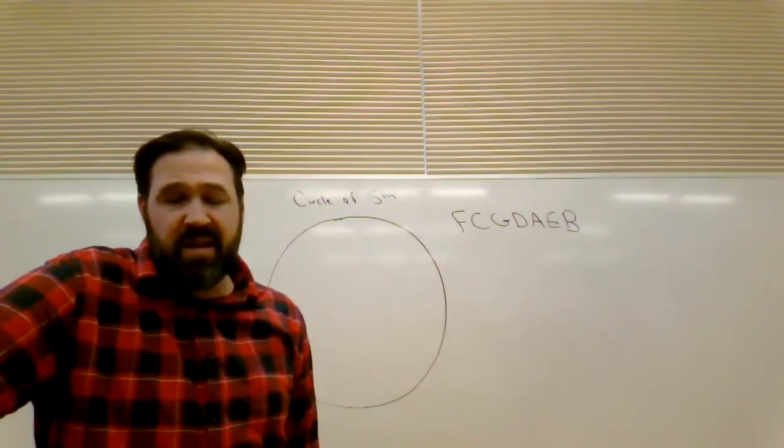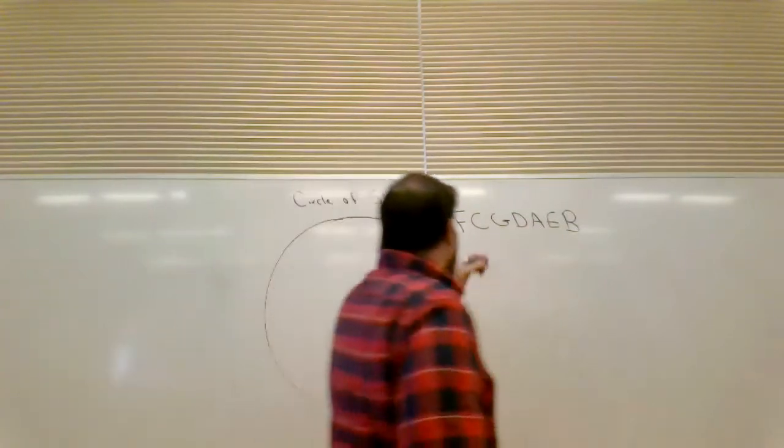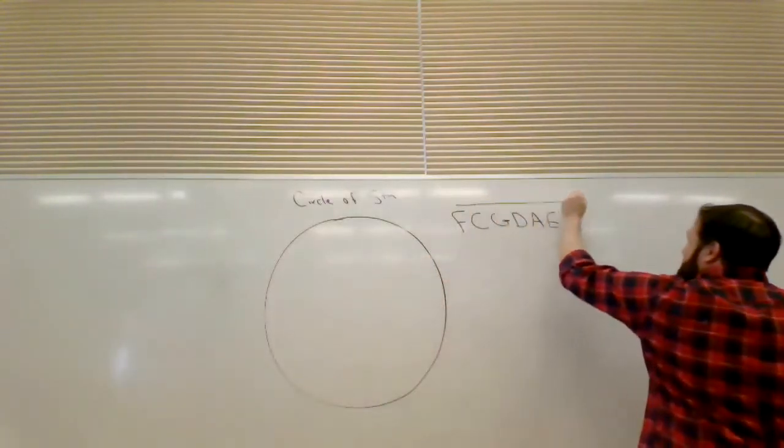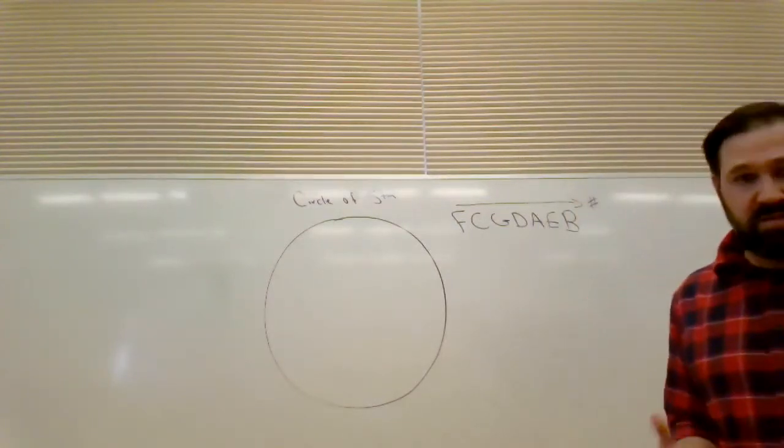Fat cats go down alley eating birds is all you really need to know. So what I like to do is draw an arrow like this and say, hey, this is the order of sharps that I'm using this way.